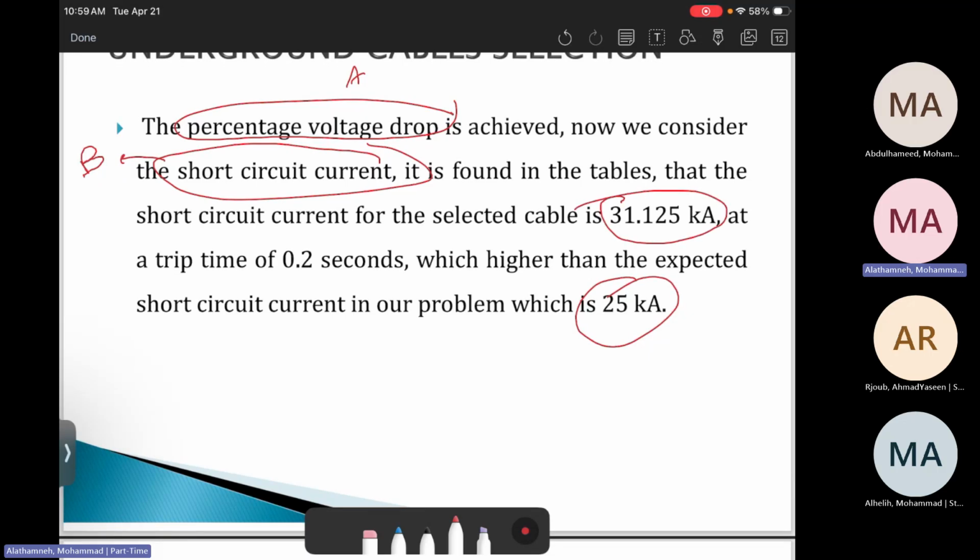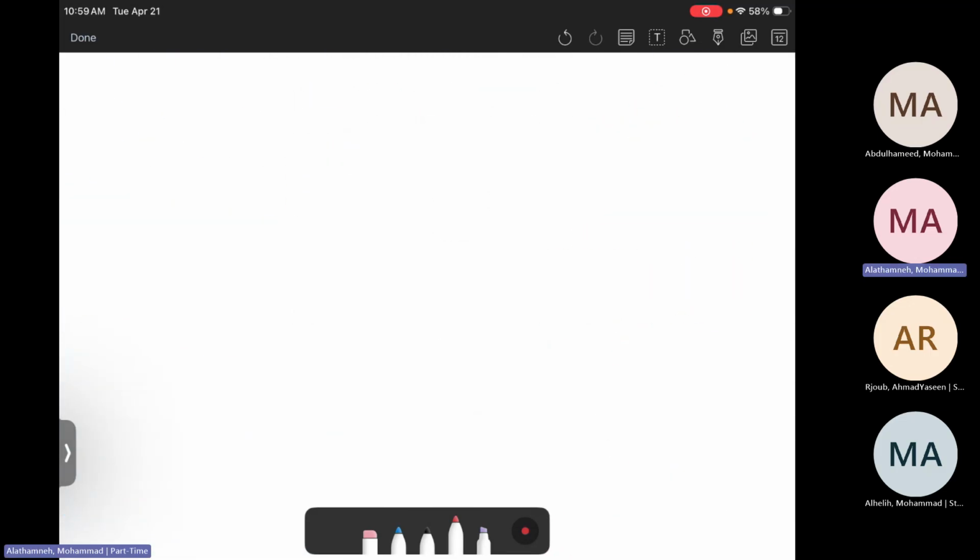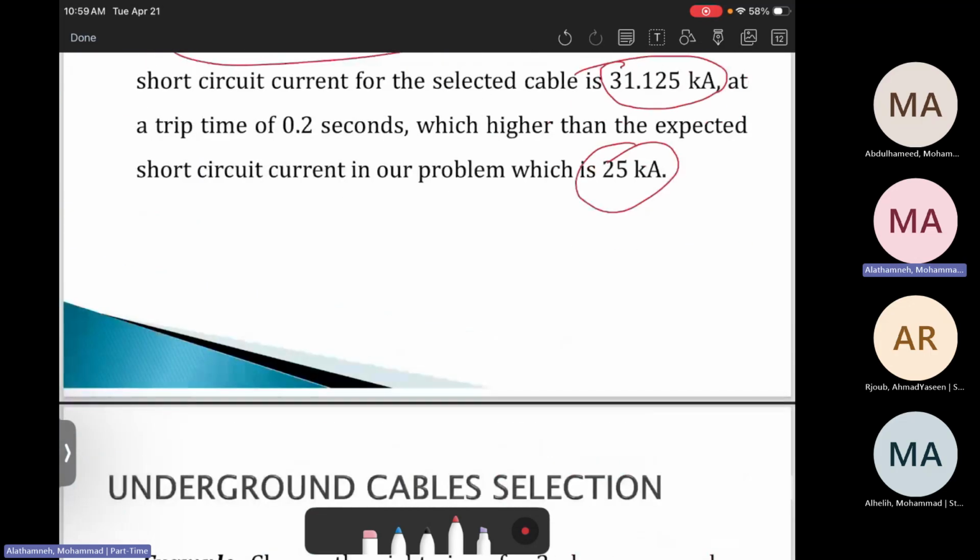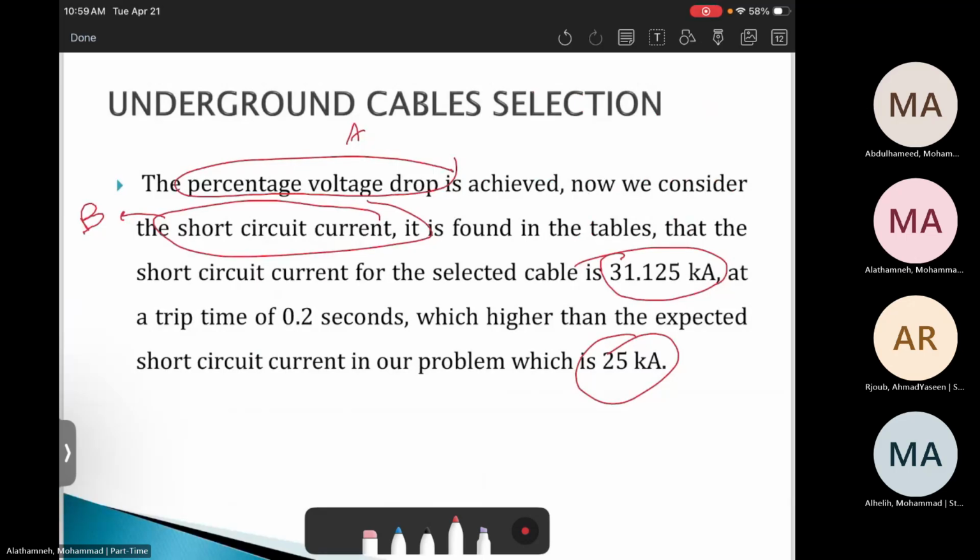That was for the previous example. Now, when we keep going, it will be lower than the necessary value, therefore we said that the area of 120 millimeter square will be a great solution.